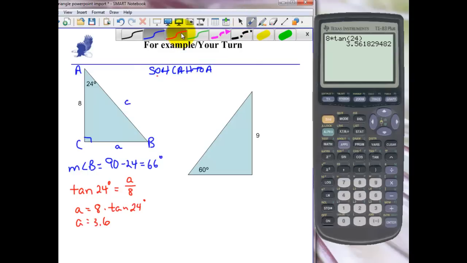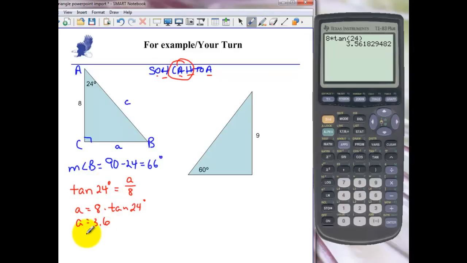Let's get a red pen back. We know our angle, and we know the adjacent side. And now we're trying to find the hypotenuse. So again, we don't know the opposite. Well, we do know it, but not the exact value. So again, that's going to tell us to use cosine.